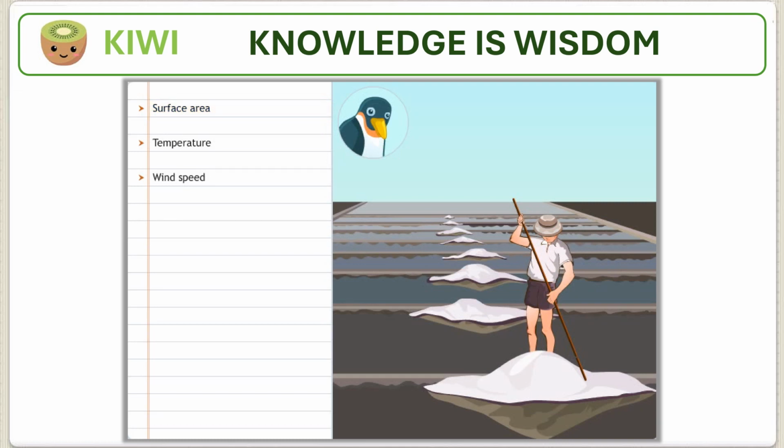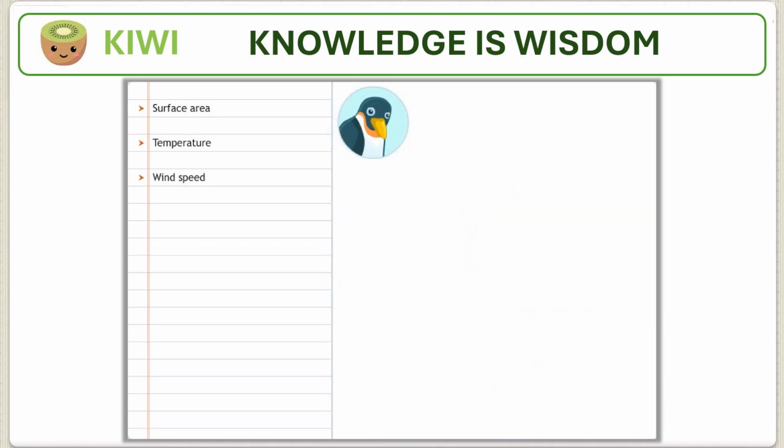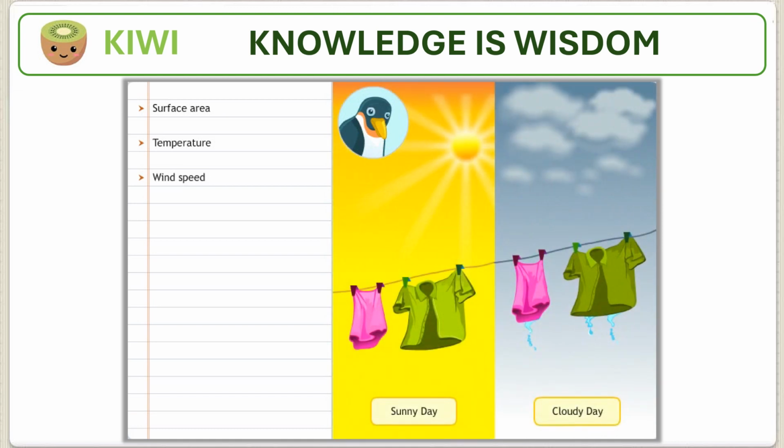So, the rate of evaporation depends on the surface area. What else does the rate of evaporation depend on? Well, evaporation also depends on the temperature of the surroundings. You know that the clothes dry faster on a sunny day than on a cloudy day. Thus, evaporation is faster at higher temperatures.